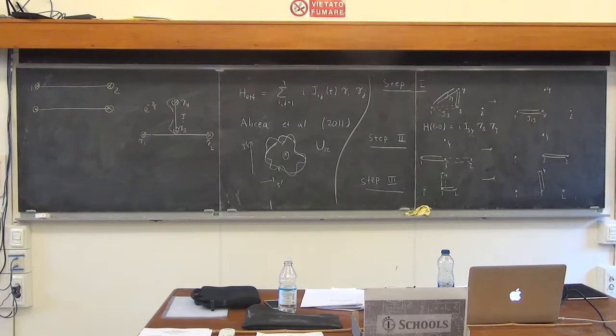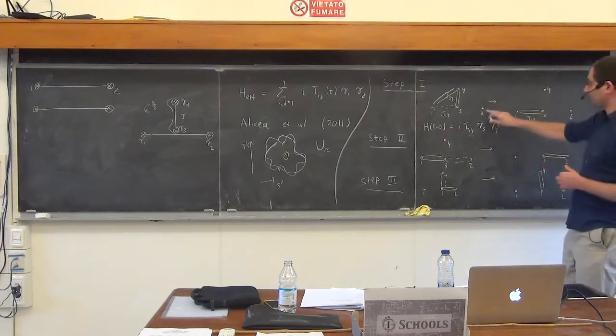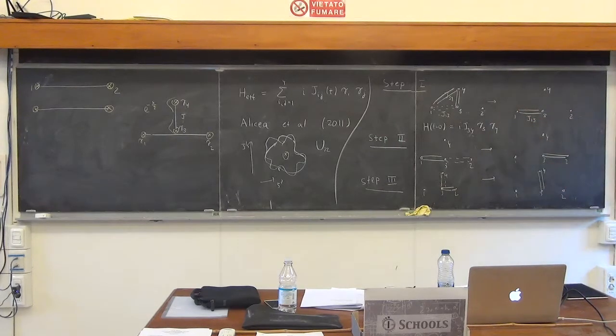If you deform the path in an arbitrary way in the Jij space, as long as 2 is decoupled, that's the important part, then you get the same result. You get the same U1,2.